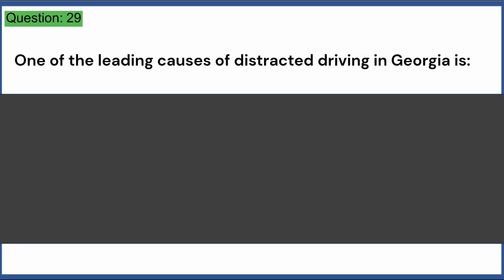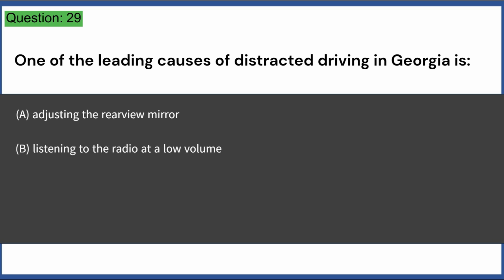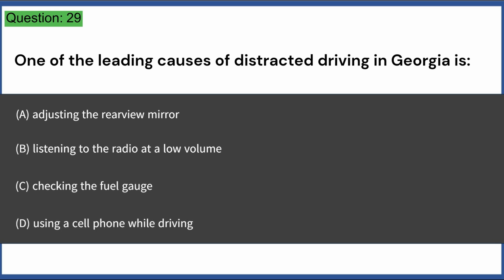One of the leading causes of distracted driving in Georgia is: A. Adjusting the rearview mirror. B. Listening to the radio at a low volume. C. Checking the fuel gauge. D. Using a cell phone while driving. Answer: D. Using a cell phone while driving is a major distraction and increases the risk of accidents.